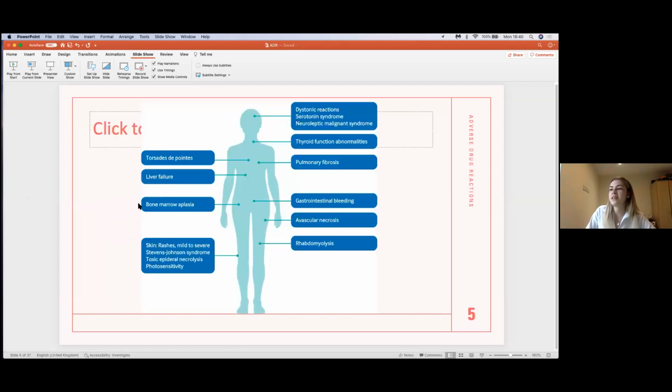So this is just a picture, just to make you aware that it can present anywhere in the body. An adverse drug reaction isn't just a sudden rash from head to toe. It can present in a number of different ways.